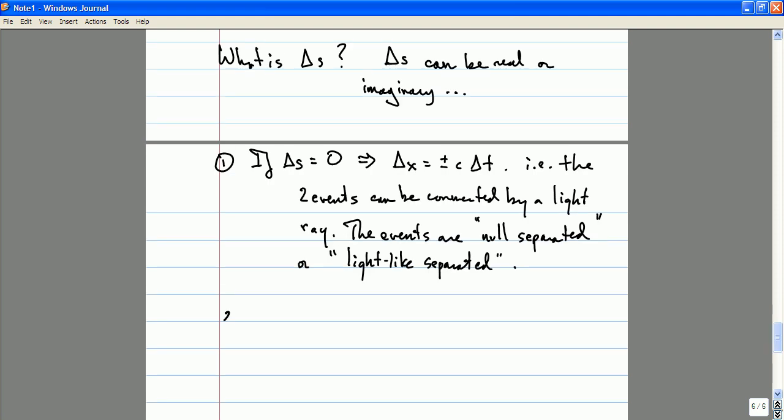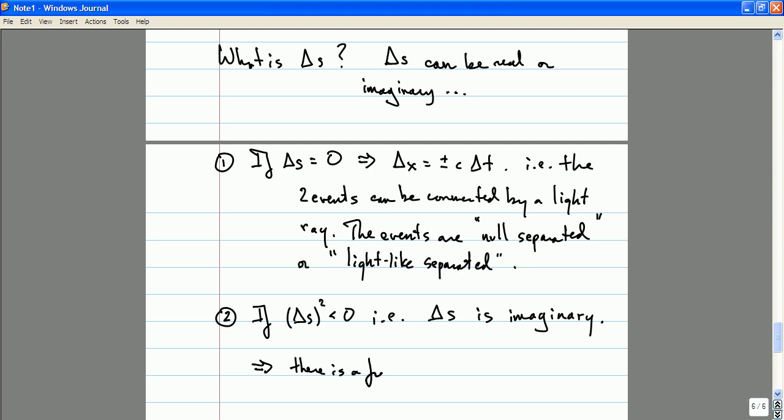So that was the easiest case. Let's now consider the case where delta s squared is negative, i.e., delta s is imaginary. So my claim is that this implies that there is a frame in which the events are simultaneous.